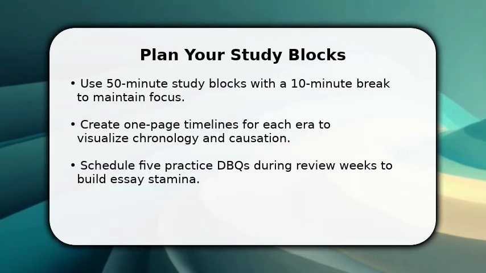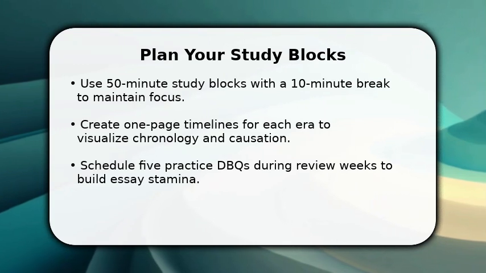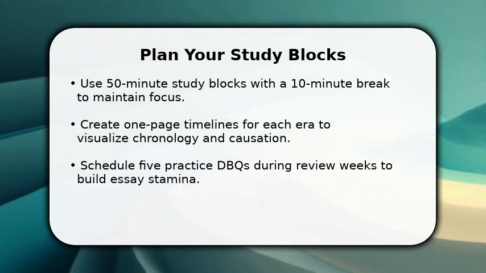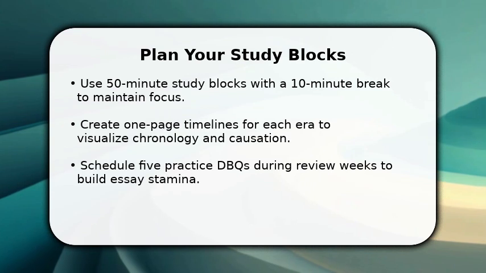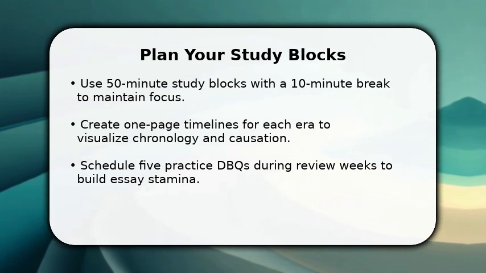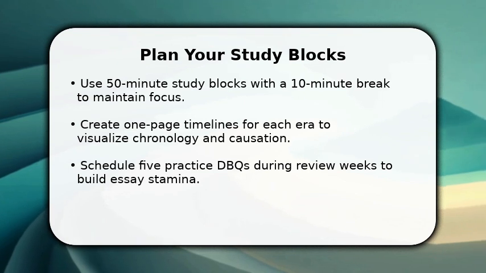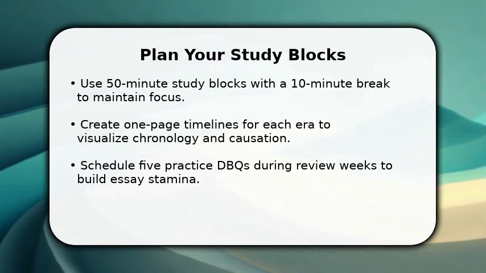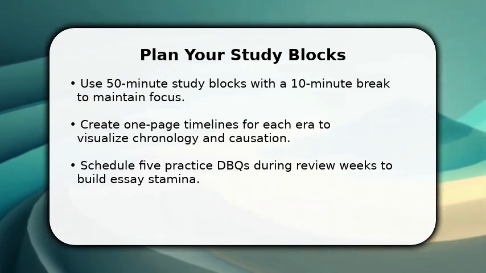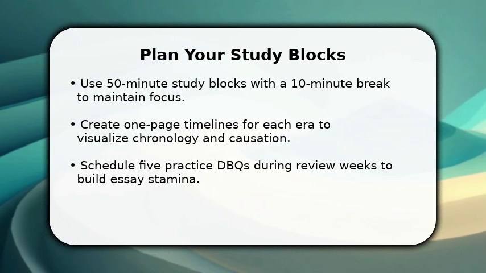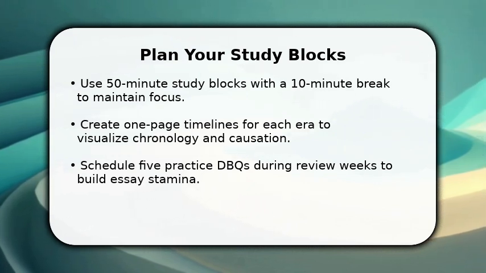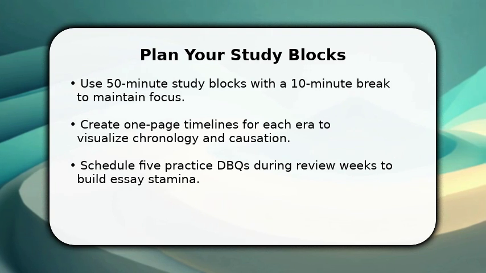Begin by building a disciplined schedule using 50-minute study blocks with a 10-minute break to maintain focus and avoid burnout. Allocate weekly themes: ancient, medieval, early modern, modern, and contemporary, making one-page timelines for each era to visualize chronology and causation. Break topics into manageable lists and set goals like completing 3 chapter summaries per block.